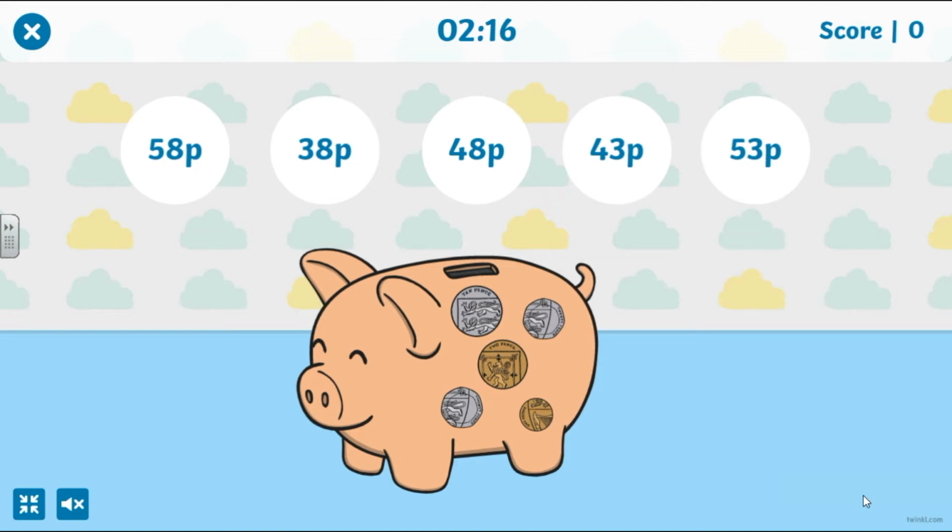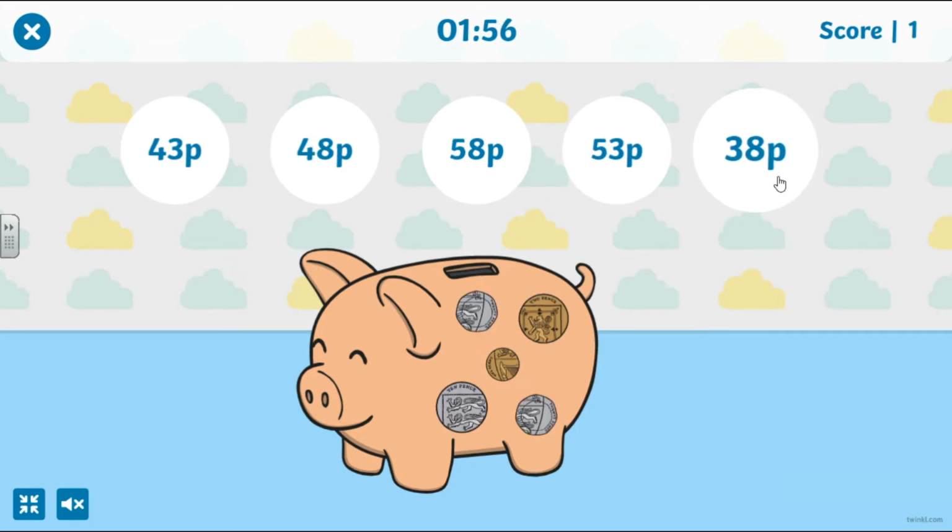Then I'm going to add my 10p, which gives me 50. Then I'm going to add my 2 and my 1p to give me 3p. Then I'm doing 50 add 3. And it's important, you have to have the p for pence after it. So 50p add 3p gives me 53 pence. So that is the correct answer.